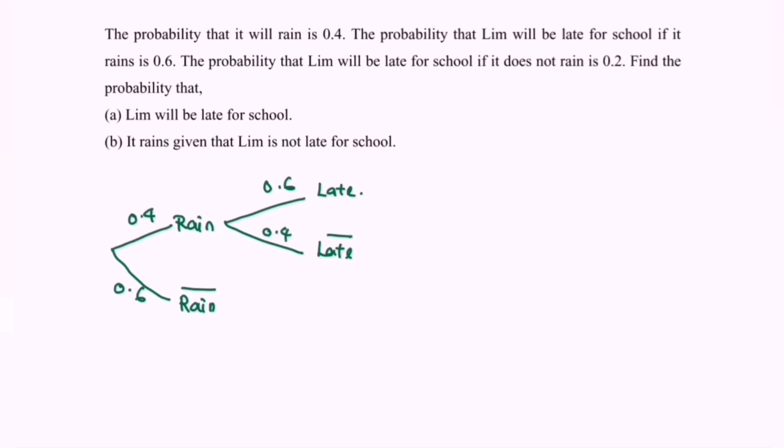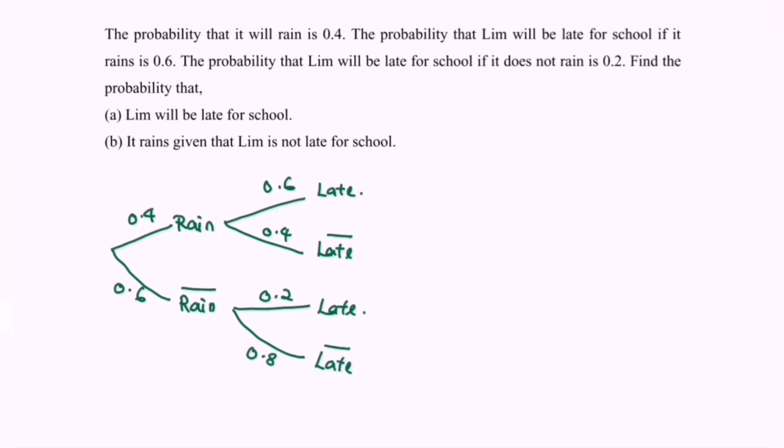The probability that Lim will be late for school if it does not rain is 0.2. So the situation late, the probability is 0.2. Next, we have late complement, and the situation will be 0.8.